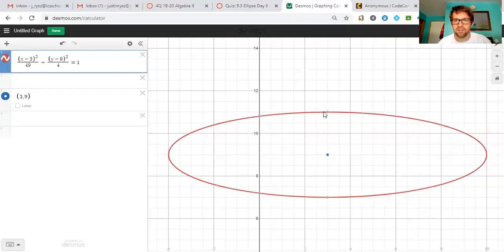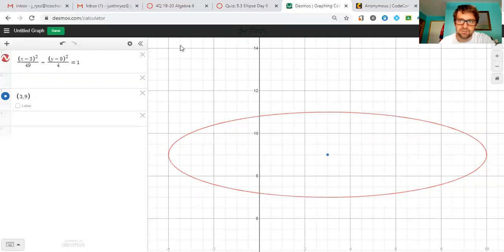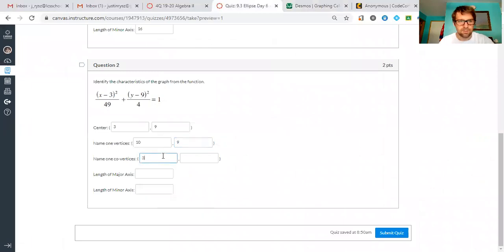And then the co-vertices are the points, actually they're highlighted here, up and down in this case, because they are points perpendicular to the center, but they're just not the furthest points away. So we got 3, 11 and 3, 7. And so I'm just going to type one of those in. 3, 11 would work.